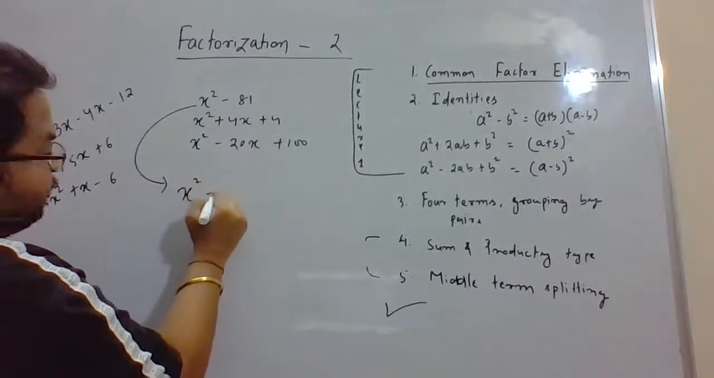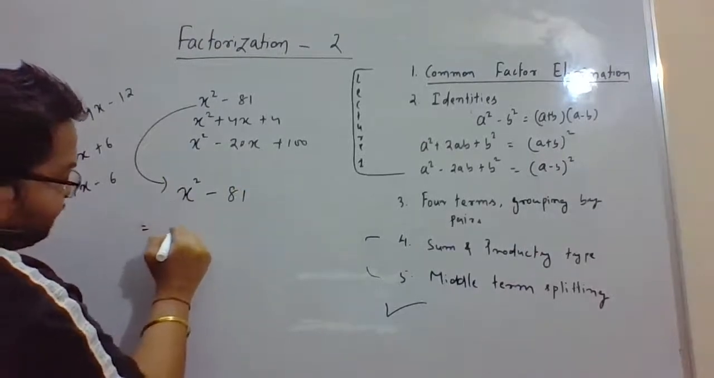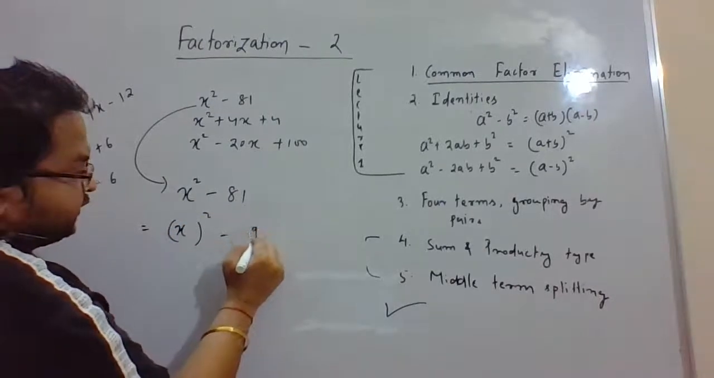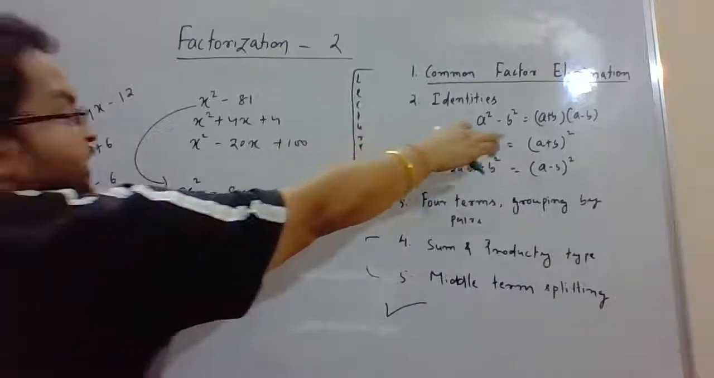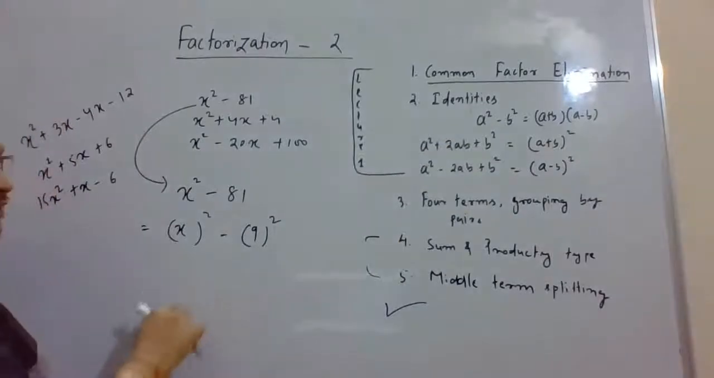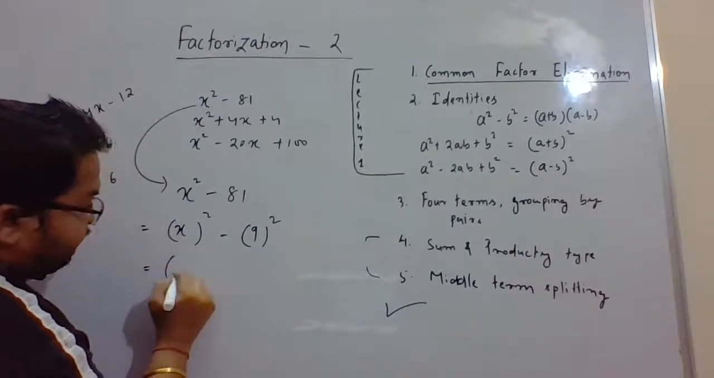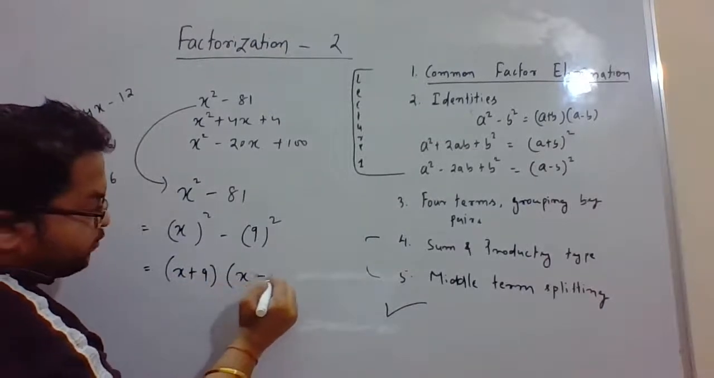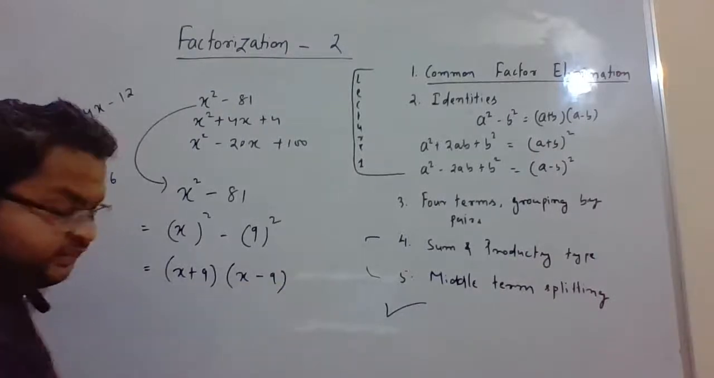x squared minus 81. If you see, this is nothing but the square of x minus the square of 9, so it can be easily expressed as a squared minus b squared. And if it can be expressed as a squared minus b squared, I can factorize it as a plus b into a minus b, that is x plus 9 into x minus 9 in this case.